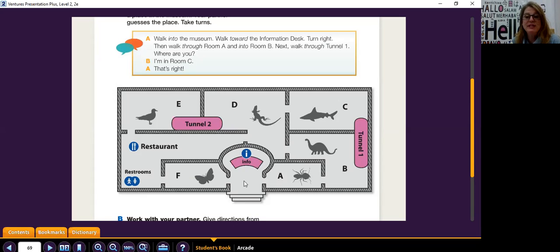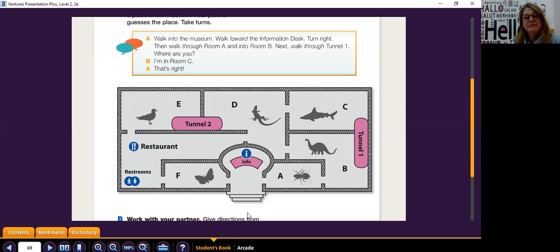All right, so here we go. Walk into the museum, turn right, walk through the doorway, and stop. Where are you? Walk into the museum, turn right. Oh, I should have said right into the room, and then walk through the doorway. You are at B. Okay, see, I'm learning too.